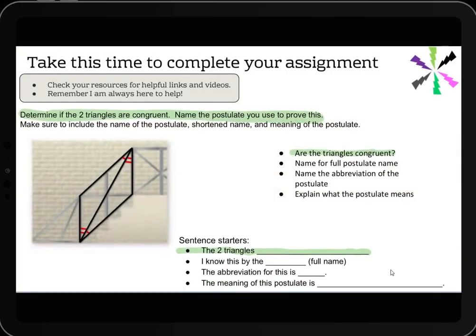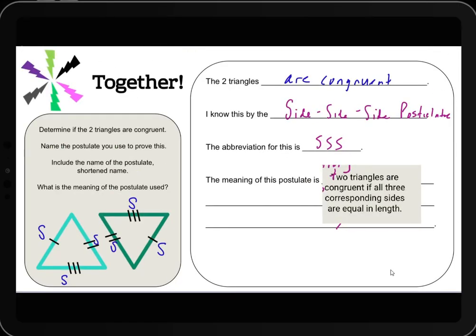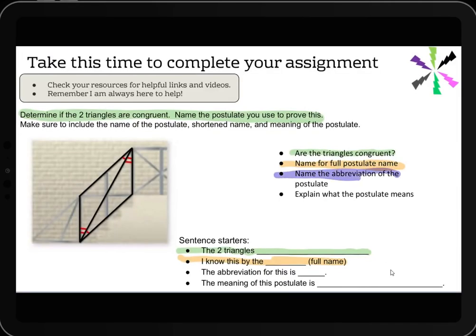What do we do first? We mention whether it's congruent or not. Then it says we want to name the full postulate name, right? So if you look at this example here, that's exactly what I was doing in my examples. In my last example, I just fully named the postulate itself. I first stated whether they're congruent or not. Then I named the full postulate. Then I abbreviated that postulate. That's what they're wanting you to do here too. They want you to abbreviate the postulate that you're supposed to be using, whatever that might be for you.